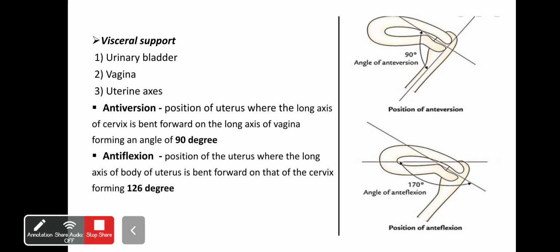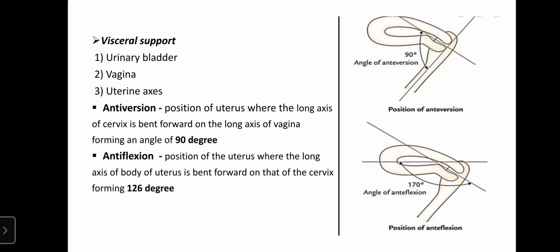Then we'll see some visceral supports. Visceral means organs. Some of the organs are contributing to the support of the uterus. One is the urinary bladder. As we said, the uterus will itself rest on the bladder. And second one is the vagina, which provides support from below. And third one is the uterine axis. This refers to the position which is keeping the uterus stable.